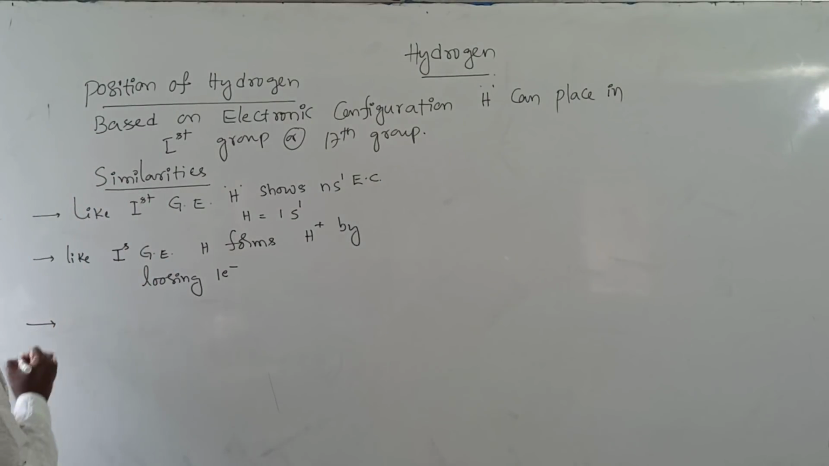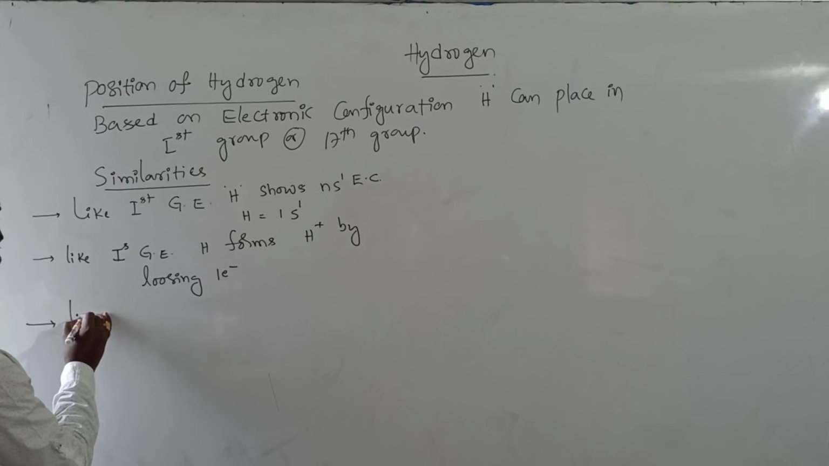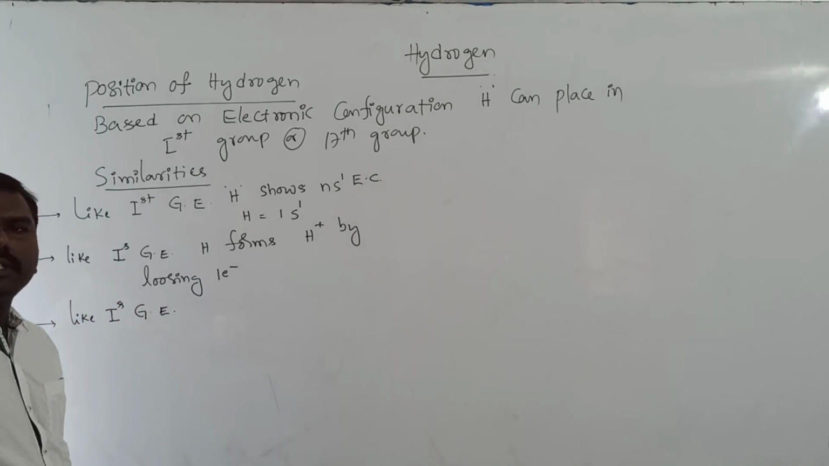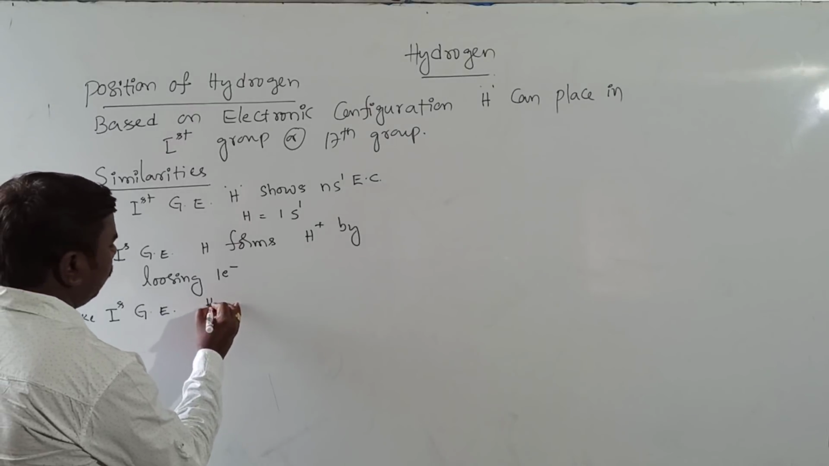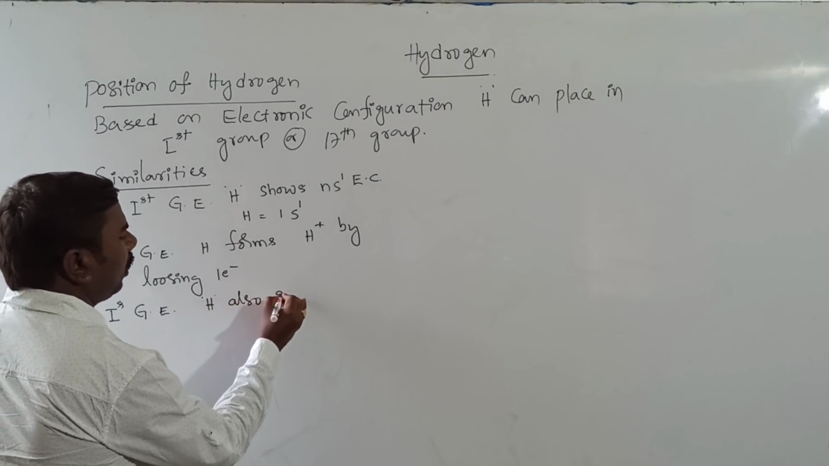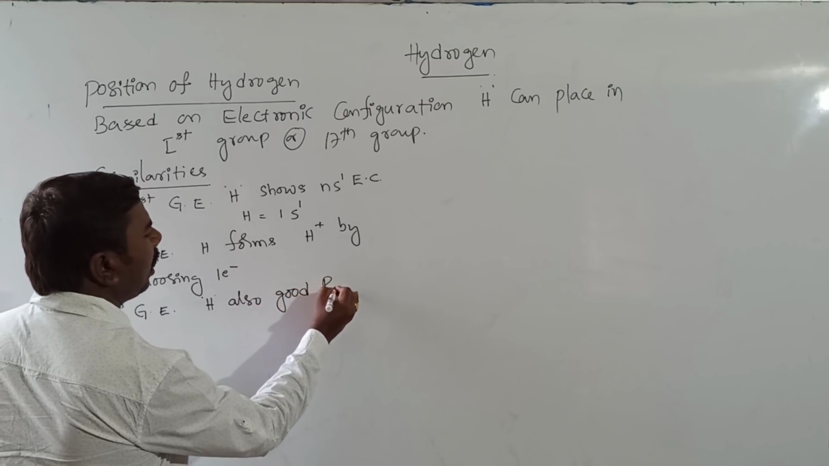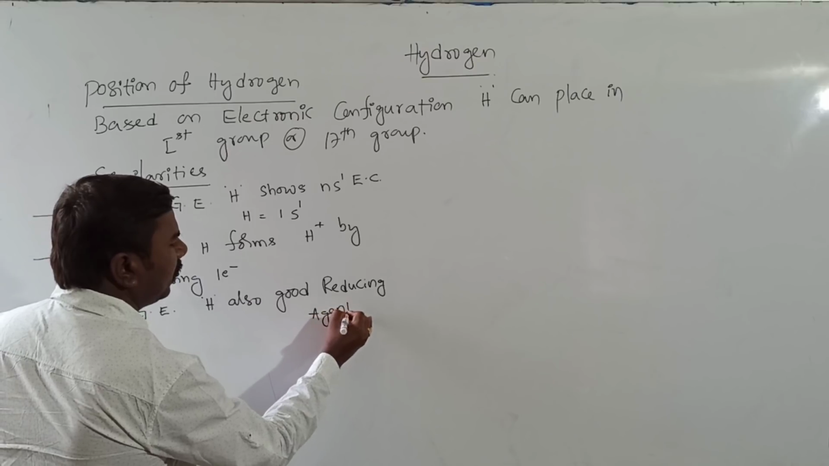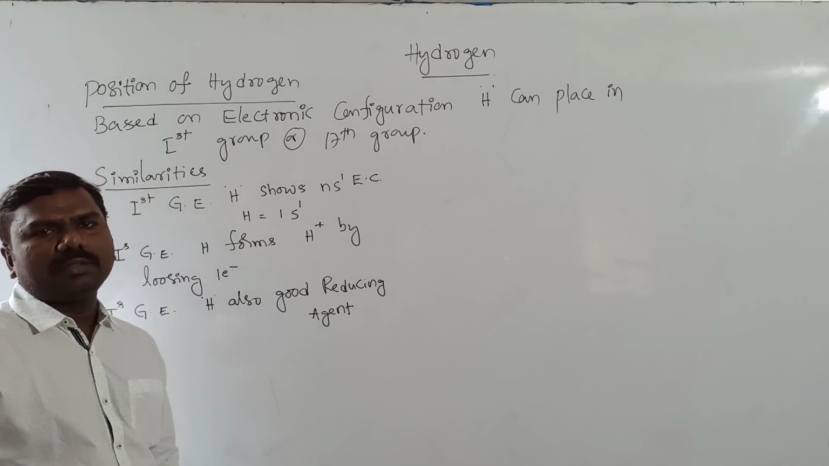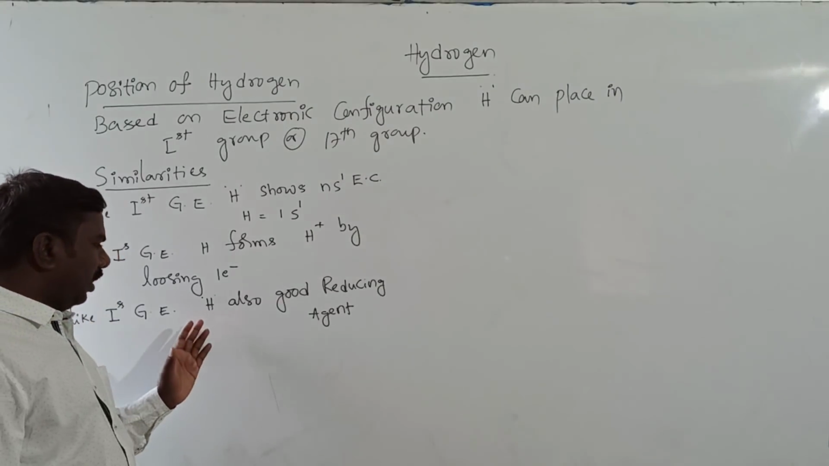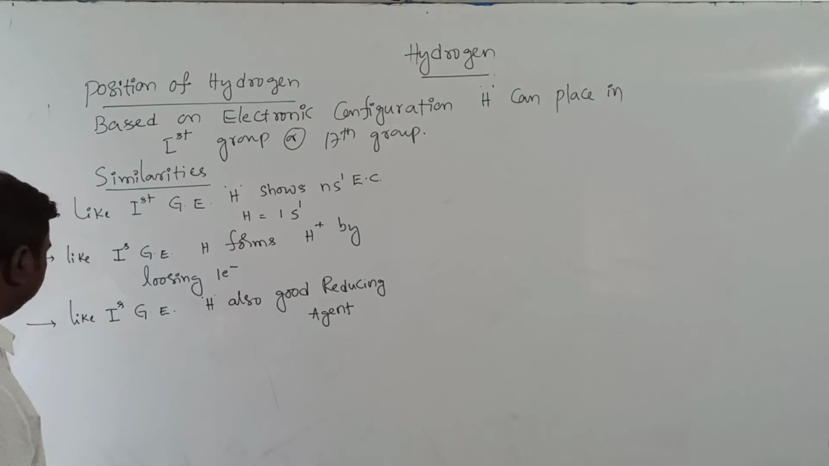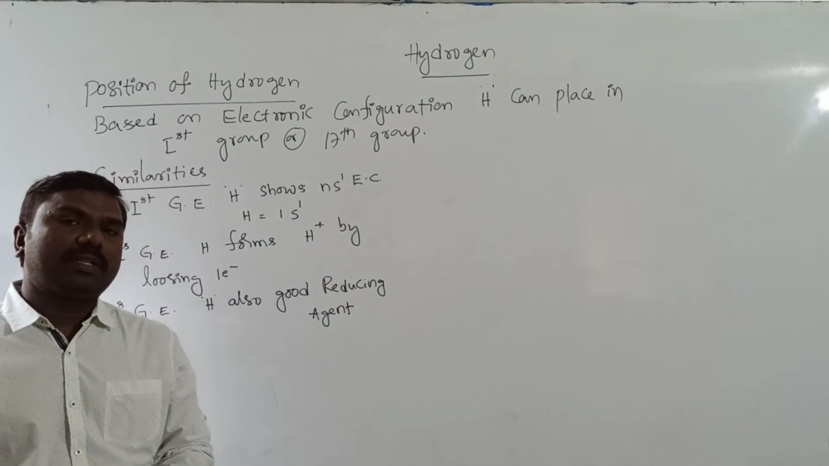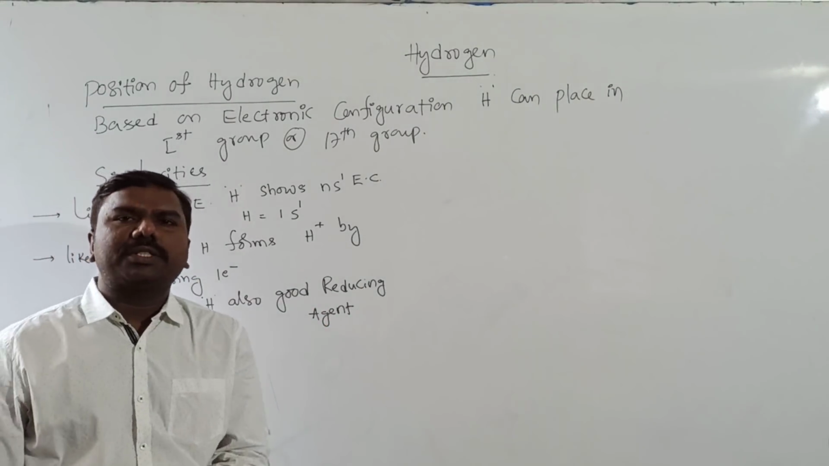Next, like first group element, hydrogen also a good reducing agent. Generally, first group elements are good reducing agents like hydrogen. Right. Next, what is reducing agent? What is oxidation? We can observe in our redox reactions chapter.